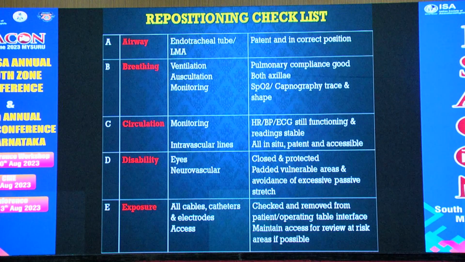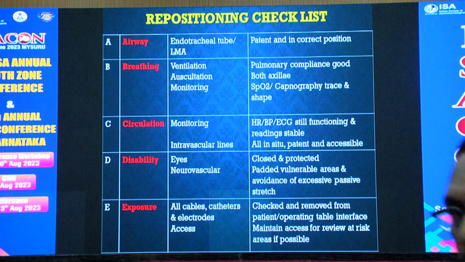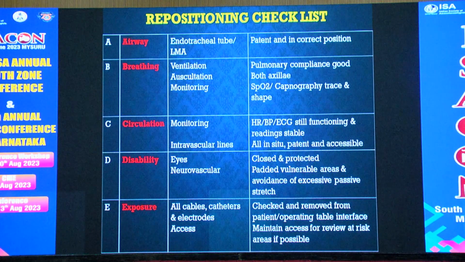Okay. So A stands for airway. You need to check the endotracheal tube and the LMA whether it is patent and in correct position. And B stands for breathing. You need to check the ventilation, auscultation in both the axilla, and monitoring of capnography and SpO2. And C stands for circulation. We need to monitor the circulation by heart rate, BP and ECG. And intravascular lines, make sure they are all in situ, patent and accessible.